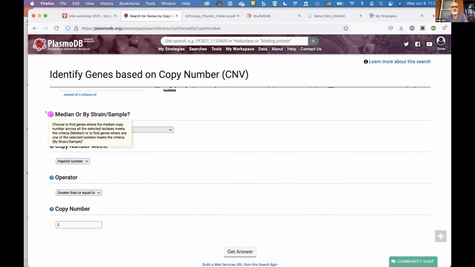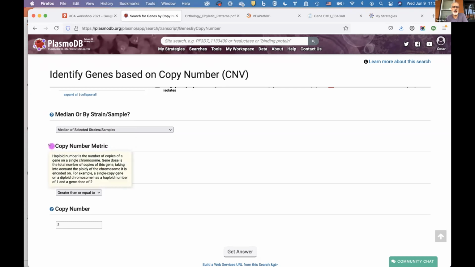There's a lot of information here, but basically you want to return the genes whose median copy number across the selected isolates meets the criteria, right? Or you can make it by one of the selected isolates. So you're saying, well, I don't care, as long as one of the isolates I select has a CNV at that position. The other metric you can choose is the copy number metric, and you can decide whether you want to find these based on haploid number or based on gene dose.